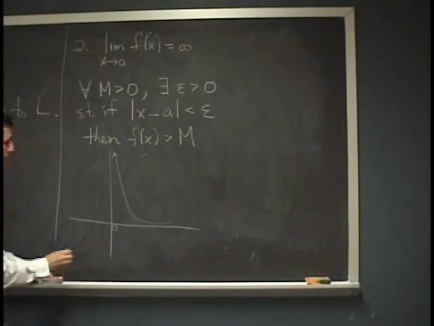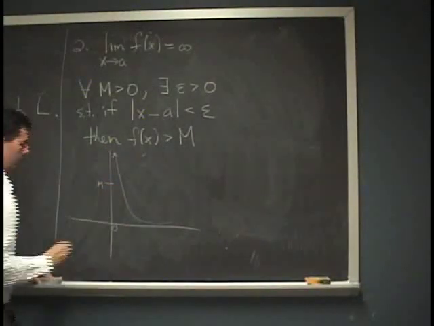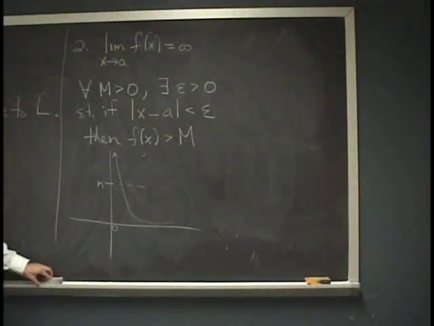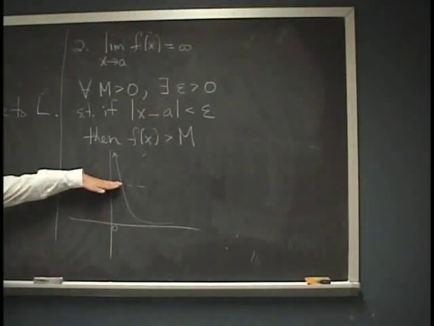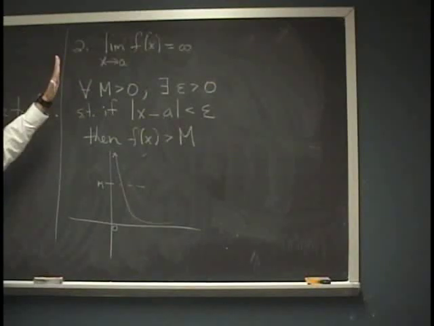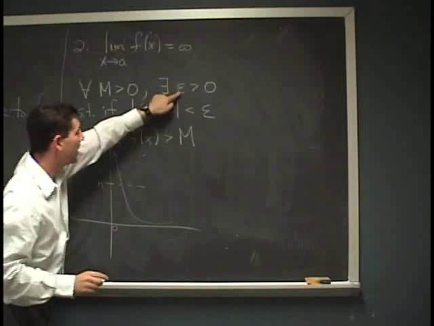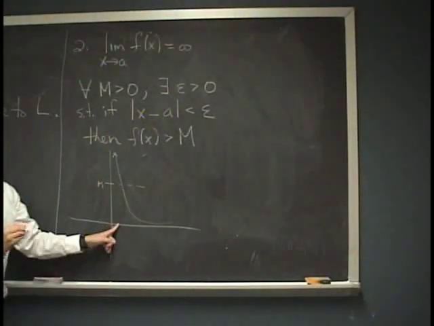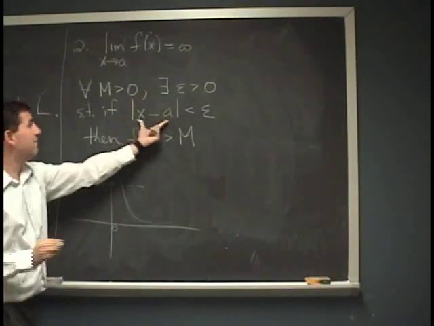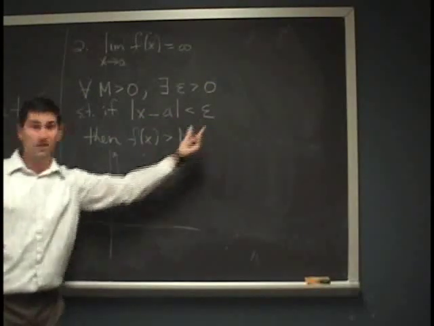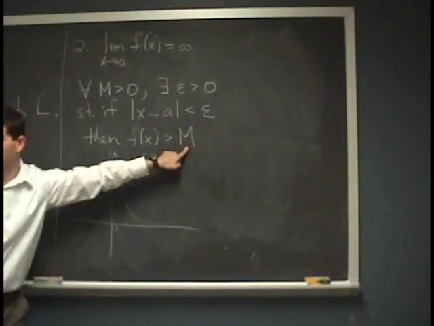Okay, so here's 0. I pick some level m. I want to make sure that I get above m. And once I get to m, it never goes below it. Right? So what I say is, there is some point which is close enough to 0, called epsilon, such that if x is within epsilon, then f of x is always bigger than m.